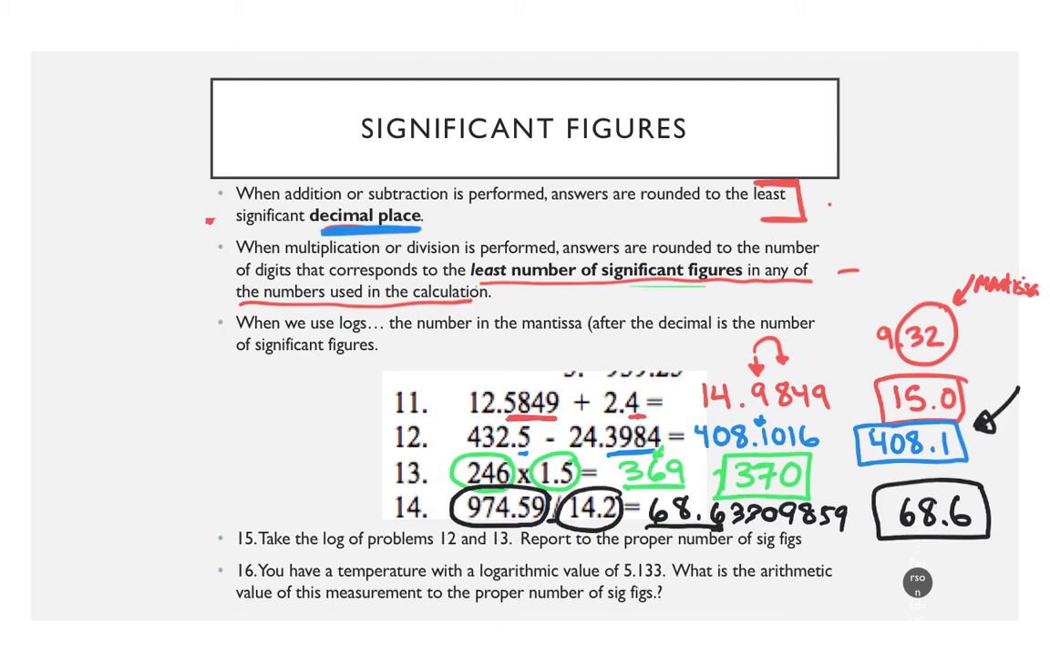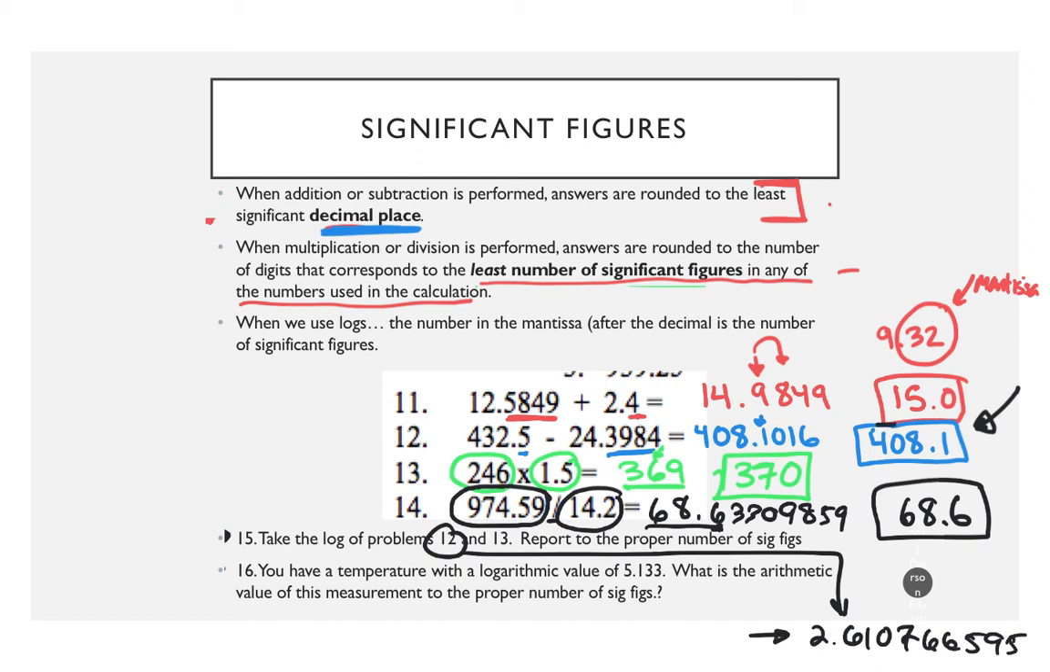Okay, so I'm going to go ahead and into my calculator, I'm going to put log 408.1. When I do that, I get a calculator answer of 2.610766595. All right, and so I have to figure out how many significant figures do I get. Well, when we use logs, the number in the mantissa for the logarithm, so this is the logarithm here, is the number of significant figures.